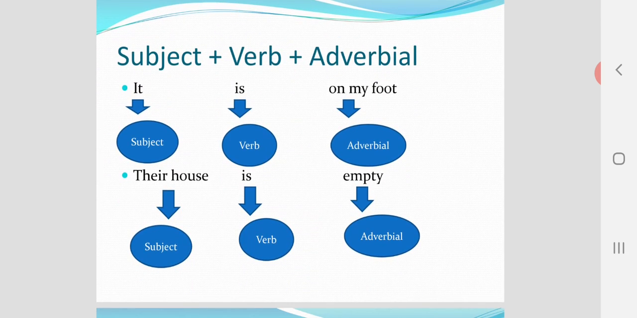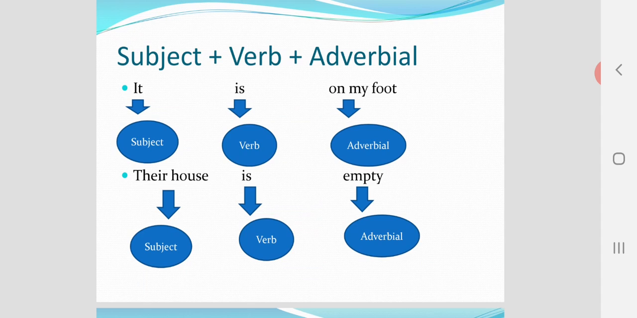Fourth sentence structure is subject plus verb plus adverbial. Subject, who or what performs the action, verb expresses what the action is, adverbial can be adverb or it can be a prepositional phrase. It is on my foot. It is subject, is verb, on my foot prepositional phrase, so it is adverbial. Their house is empty. Their house subject, is verb, empty is adverbial.